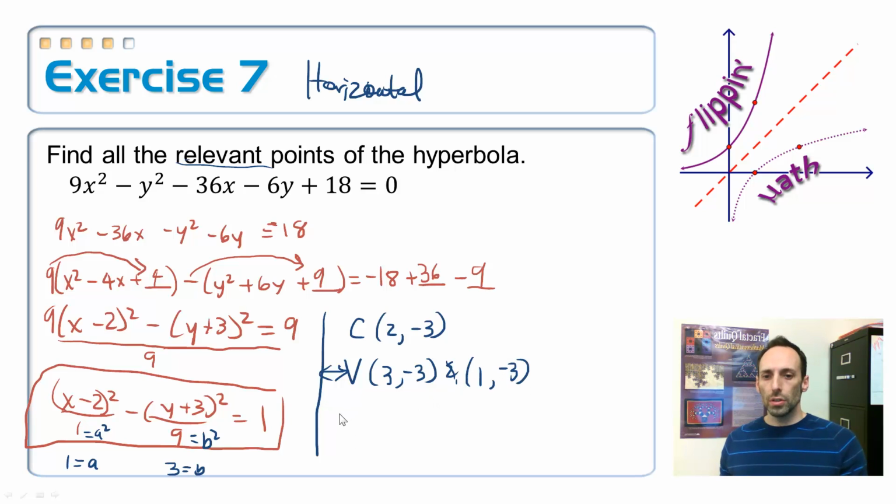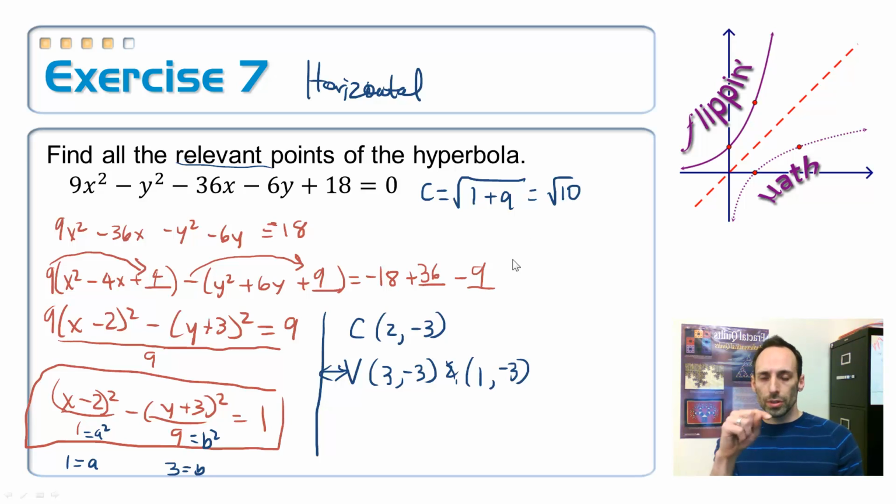Now I also need to do my vertices, or my foci. In order to do my foci, I need to get my c value. So I have to use the Pythagorean theorem on that. C is equal to the square root of a squared, which is 1, plus b squared, which is 9. That's the square root of 10. And that's on the same horizontal line as my vertices.